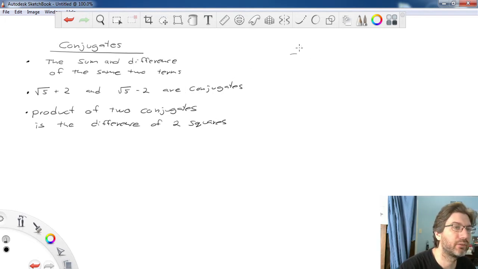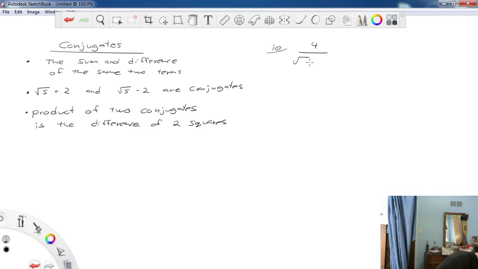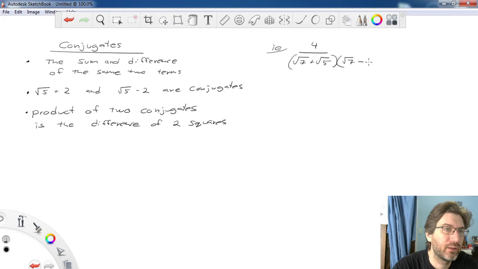Let's see, let's do 4 over square root of 7 plus the square root of 5. So again, you want to multiply your top and bottom by the conjugate. And again, that's just going to be the other version of this one. So we're going to multiply our denominator by the square root of 7 minus the square root of 5, right? Conjugate.